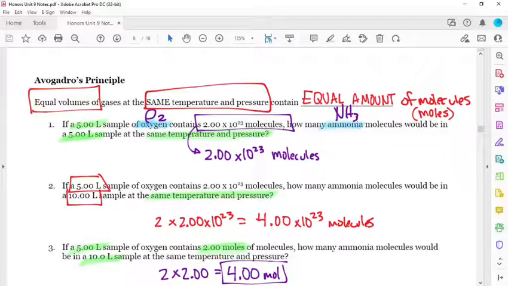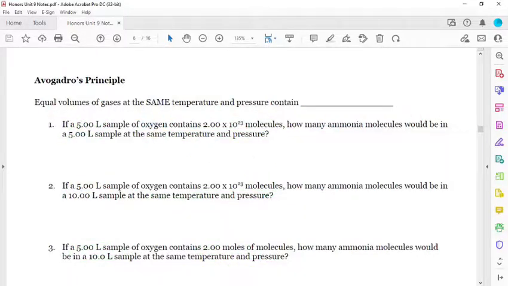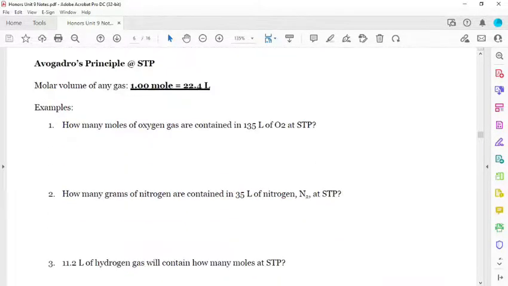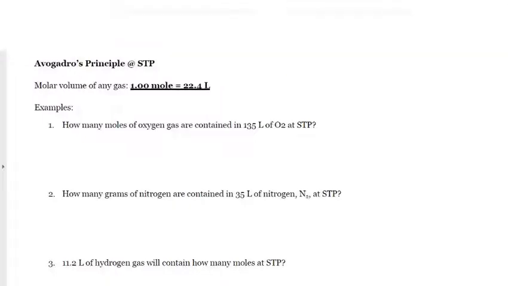So here I asked you how many molecules. Well, it's going to be 4 moles of molecules. So that's Mr. Avogadro's simplest idea with our gases: our gases, molecules, and moles are proportional to their volume.